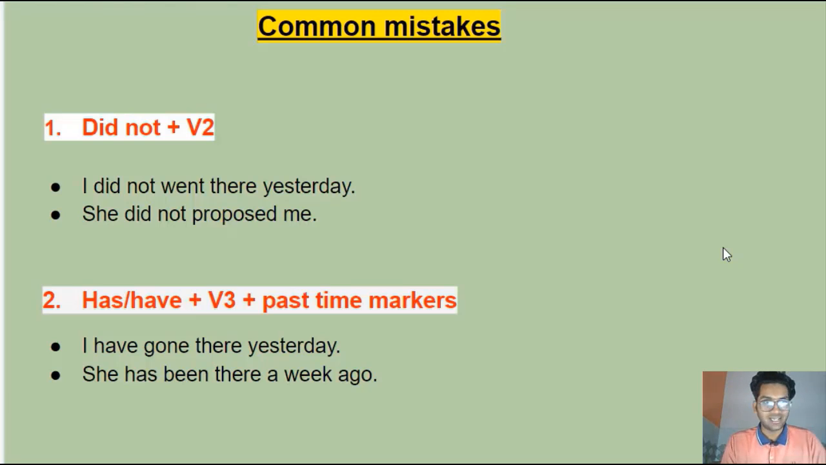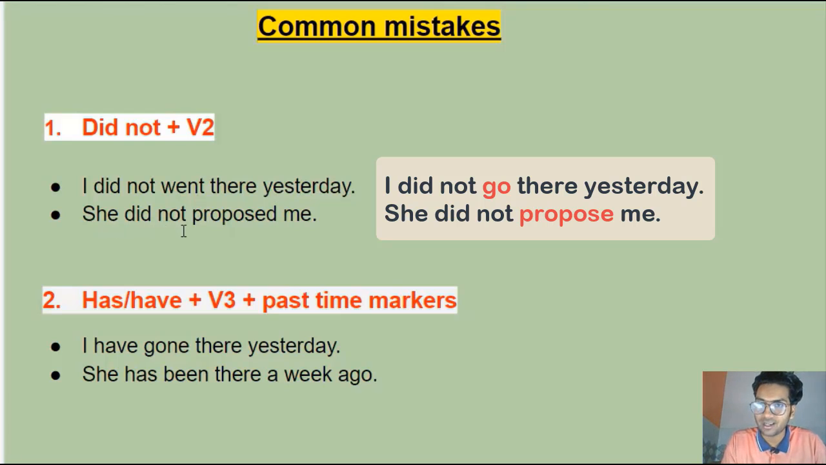Now, common mistakes that we make here. Number one, "did not" followed by the second form of verb. A lot of students, beginners, make this mistake, right? Did not is followed by the first form of a verb, not the second form. "I did not went there yesterday." "She did not propose to me." Incorrect. I did not go there yesterday, right? Did not is followed by the first form of a verb. I did not go there. She did not propose to me, not proposed. In negative and interrogative sentences, we use the first form of verb. Only in positive sentences, we use the second form of a verb, right?